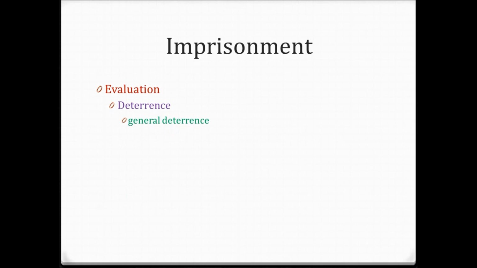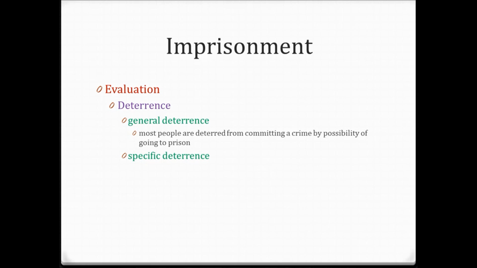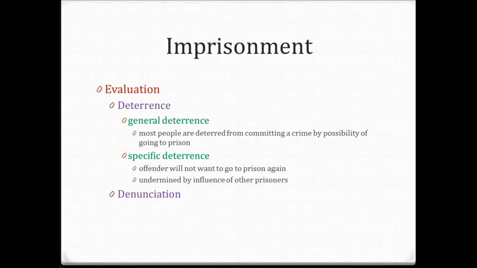In terms of deterrence, imprisonment provides a general deterrence for the public at large because most people are deterred from committing a crime by the possibility of going to prison. And in terms of specific deterrence, the offender generally will not want to go to prison again, so they're discouraged from committing further crimes. However, again, that's undermined by the influence of other prisoners. In terms of denunciation, if the judge issues a particularly long prison sentence, then that can show society's disapproval of the crime.